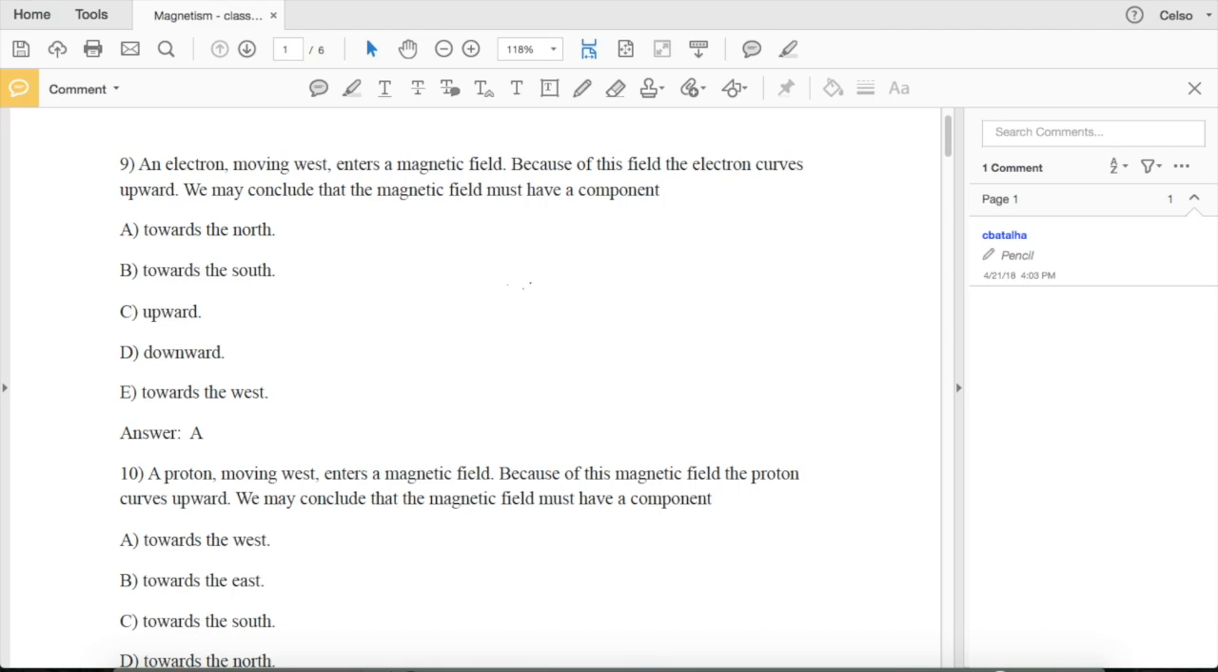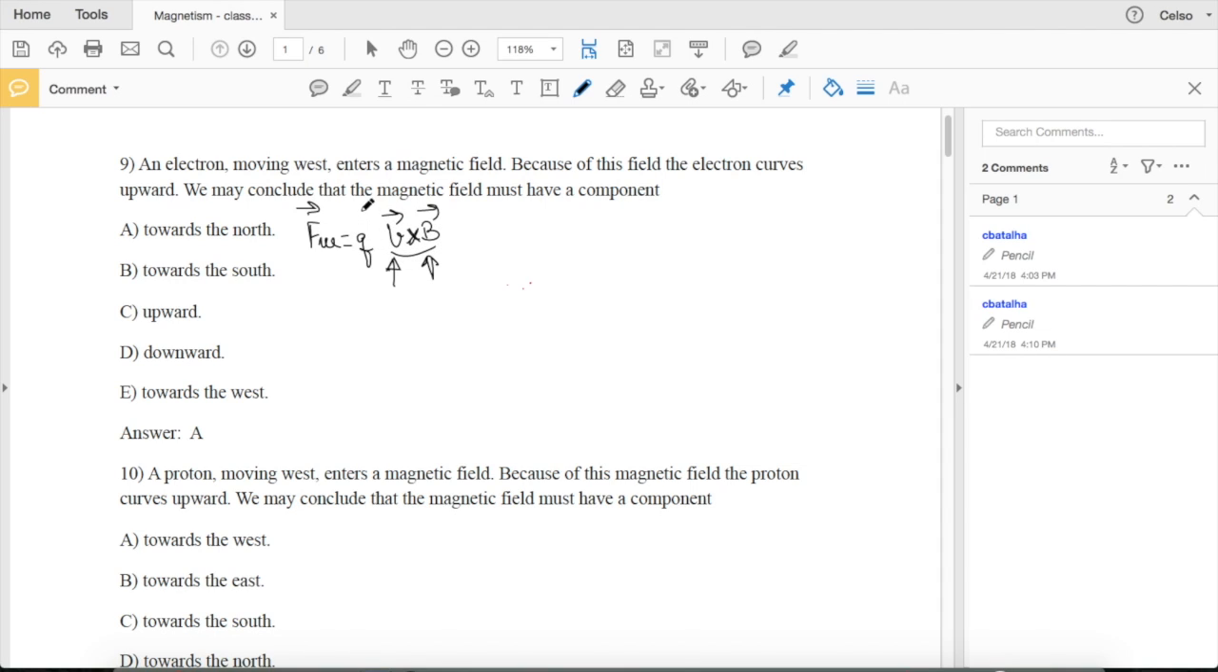So let's begin with this problem. We have an electron. The magnetic force is given by the cross product between V and B. To figure out the direction of this cross product, you must use your right hand rule. You place your fingers in the direction of the first vector, bend them towards the second vector, and your thumb gives the direction of the cross product.